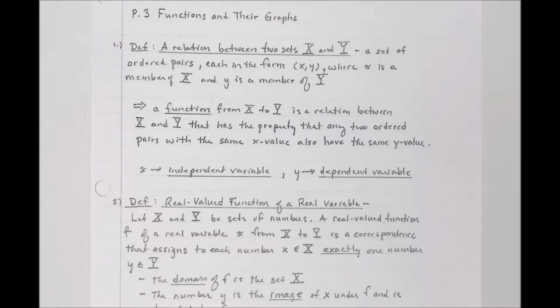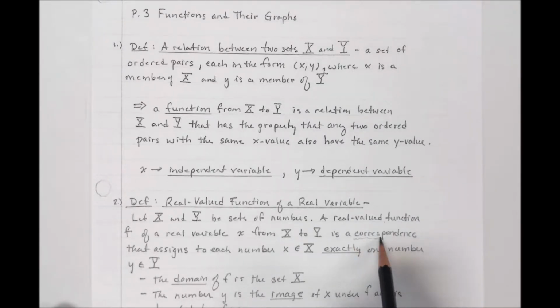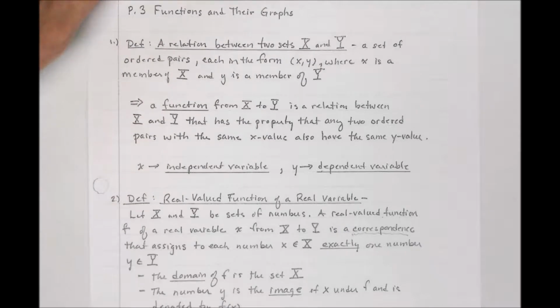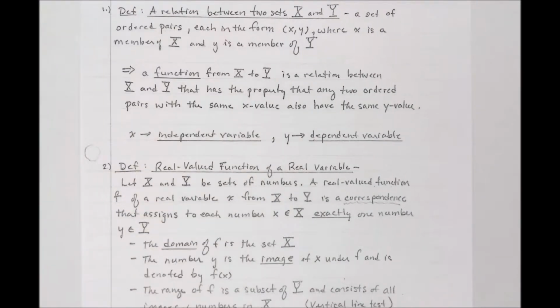Now, a nice formal definition says, for a real-valued function of a real variable, let X and Y be sets of numbers. A real-valued function f of a real variable x from X to Y is the correspondence that assigns, I like that term, correspondence, to each number x exactly one number y, x coming from set X and y coming from set Y. Now, the domain of your function, little notation here, is the set X.